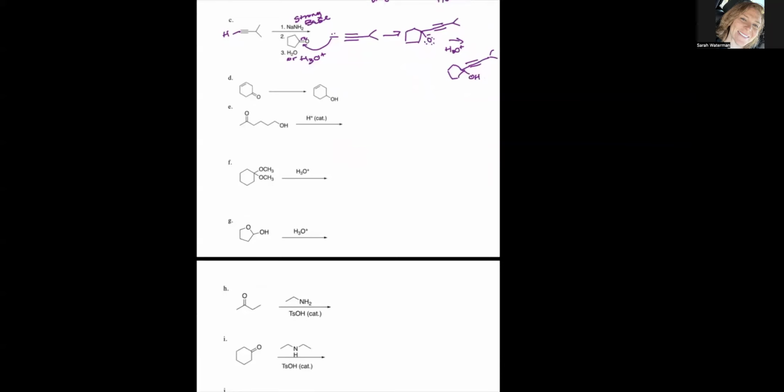So next we have, this is predict our reagents. So with this one, what we have is our alkenes here. Nothing's changing here. The only thing that's really going on is we're going from a ketone to an alcohol, excuse me. So there's a couple ways that we know how to do that, right?